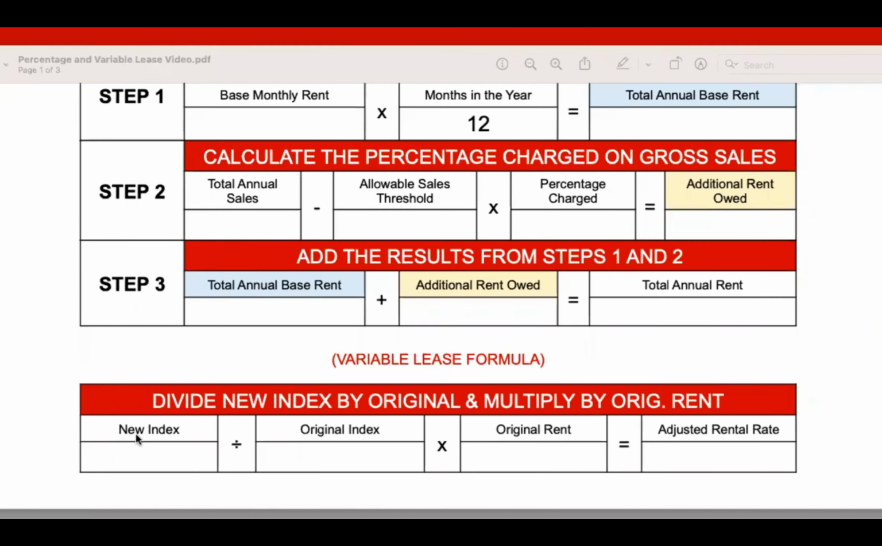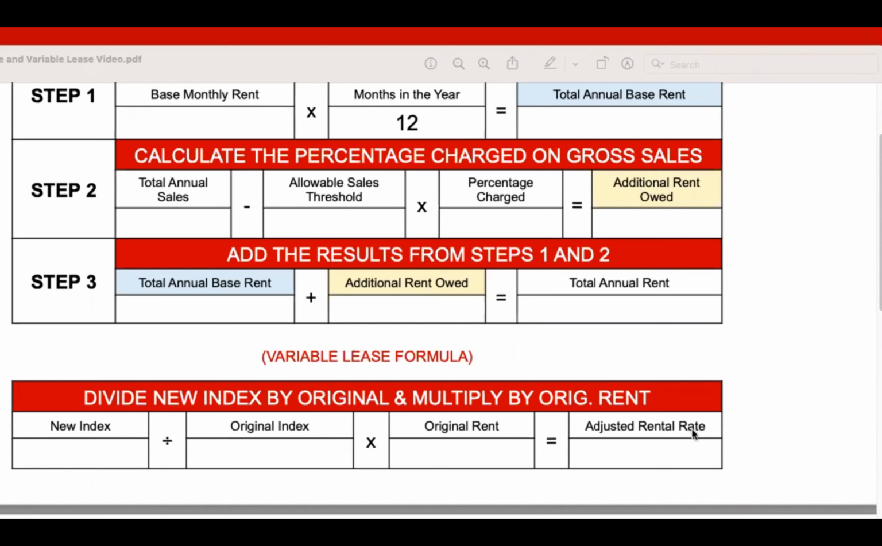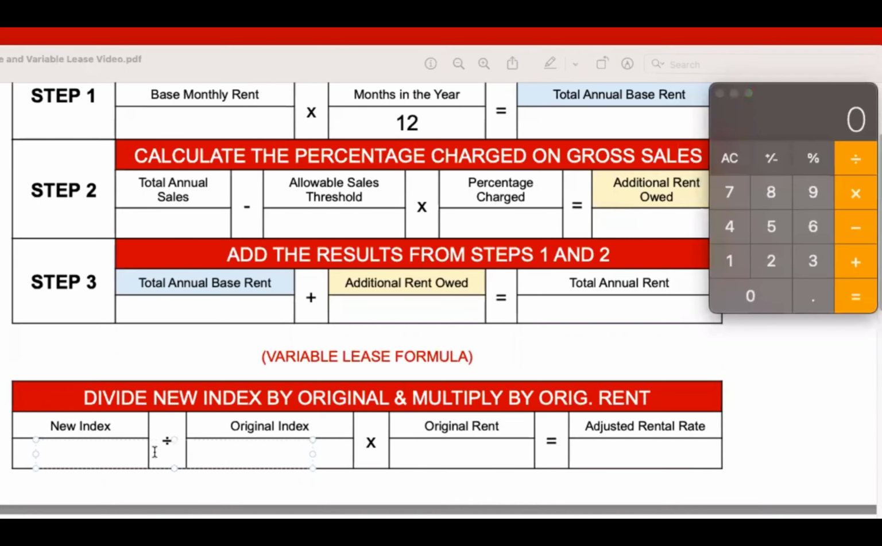We start by taking the new index, divide it by the original index, and index is referring to that market rate, which they identified within the question, and then you simply multiply it by your original rent. This will give you your adjusted rental rate for that rental period until it's adjusted once again, and then we'll repeat this all over. So what is the new index? We know it's 200, and we simply divide it by the original index, which is 190.